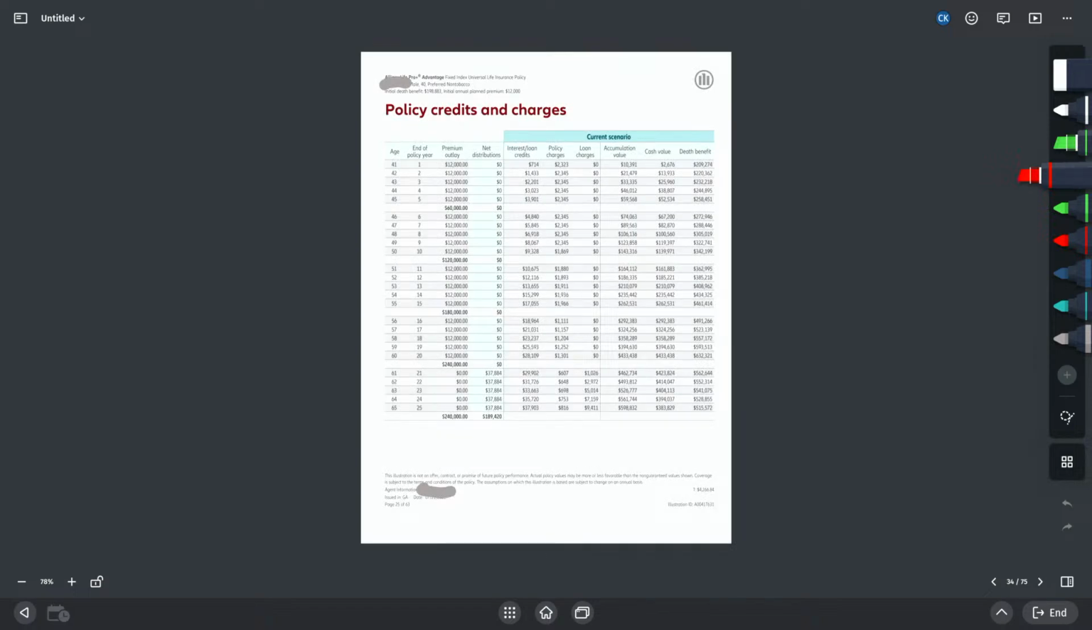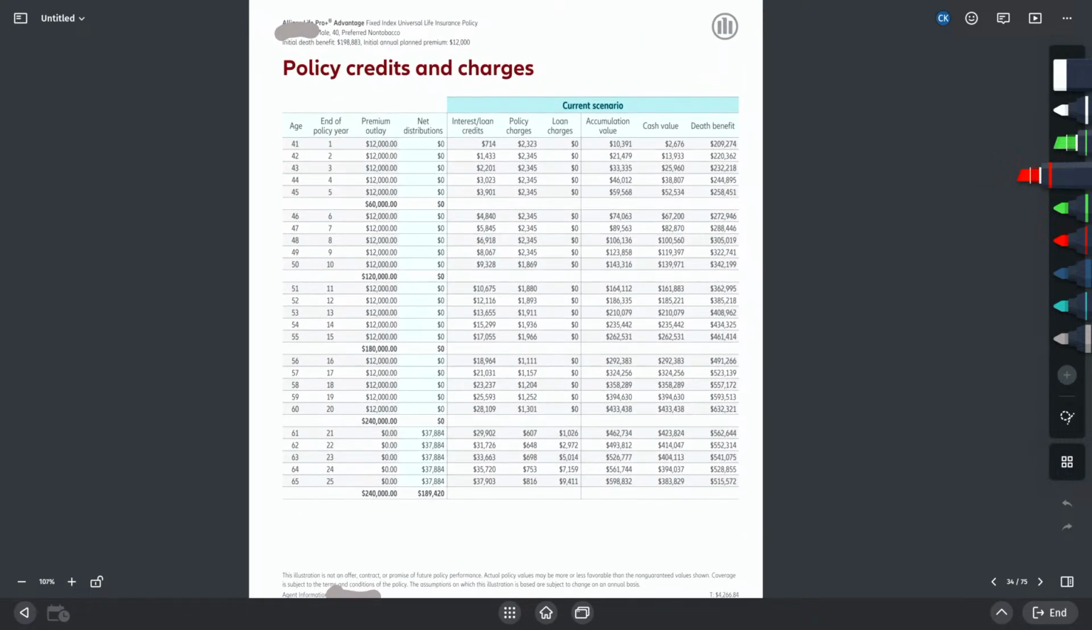Now what we're gonna look at is the policy credits. This includes the premium payments. It includes kind of more of an overview of what's happening. Here's the interest loan credits again. So it's not going to show anything negative, because what's going to happen is this is the net of everything, right? So the loan credits are like how much you're earning in the policy.